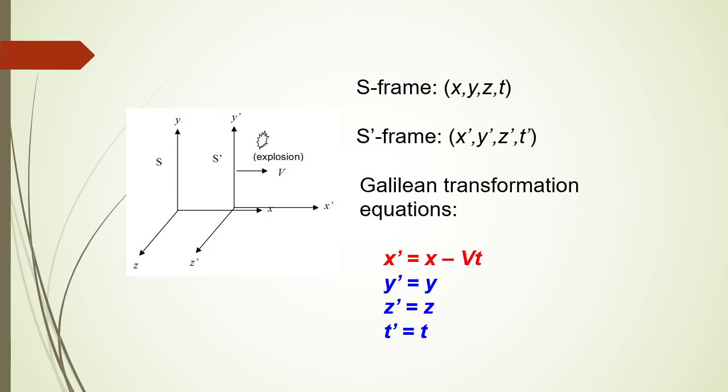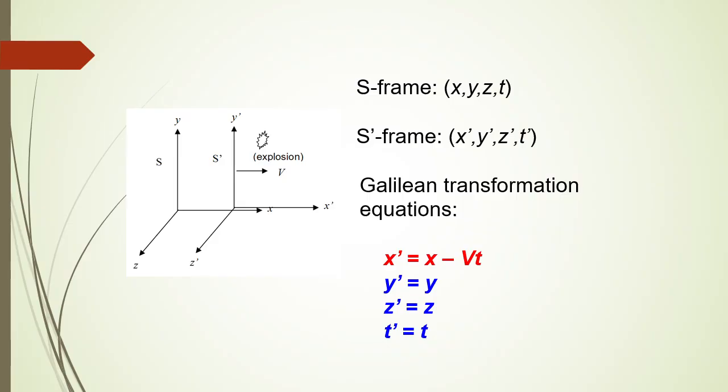So let's say we have two frames, the S frame and the S prime frame. The S frame is at rest, and the S prime frame is moving with respect to the S frame at velocity v in the x-axis. If I measure an explosion in the S frame as x, y, z, t, what will be the coordinates in the S prime frame? x prime, y prime, z prime, t prime. So basically, I want to be able to relate x to x prime, y to y prime, z to z prime, and t to t prime.